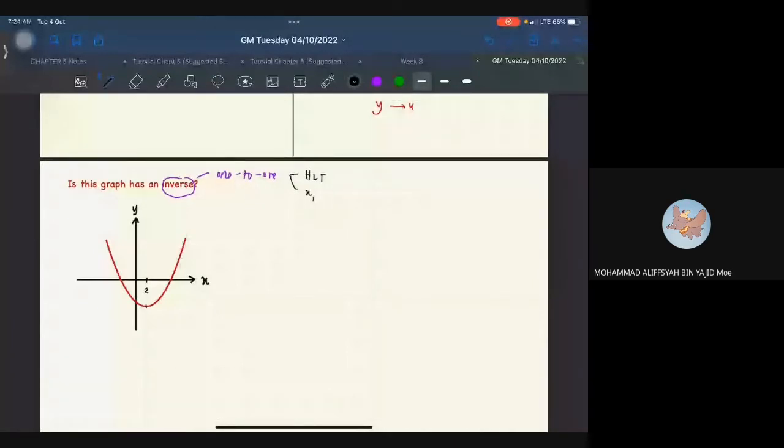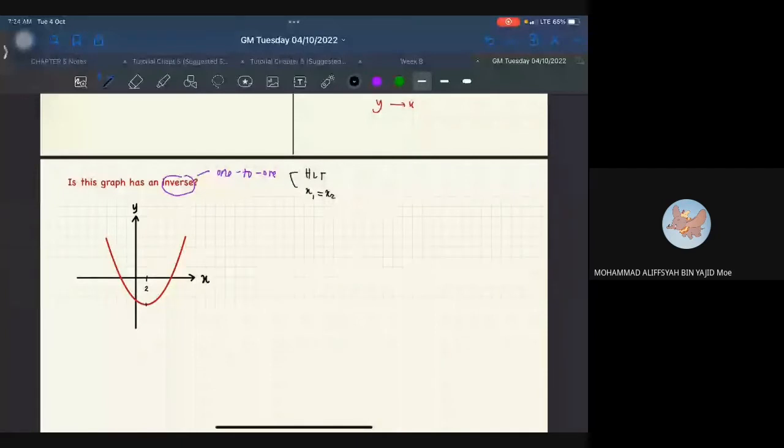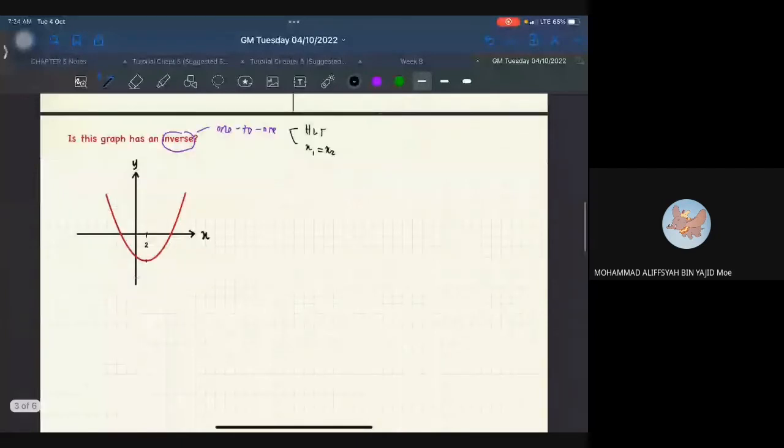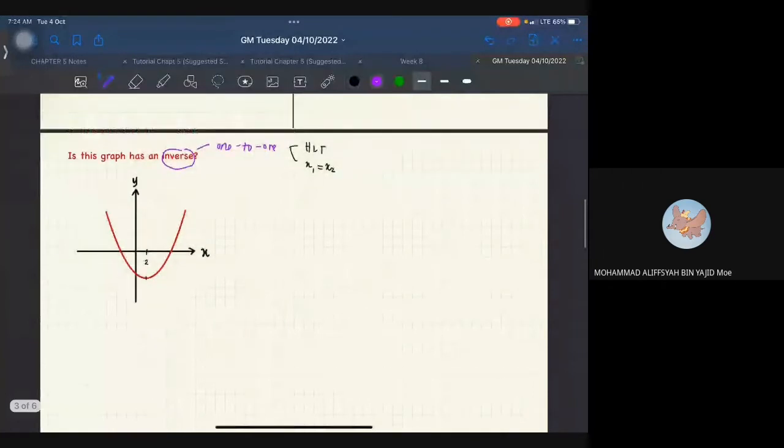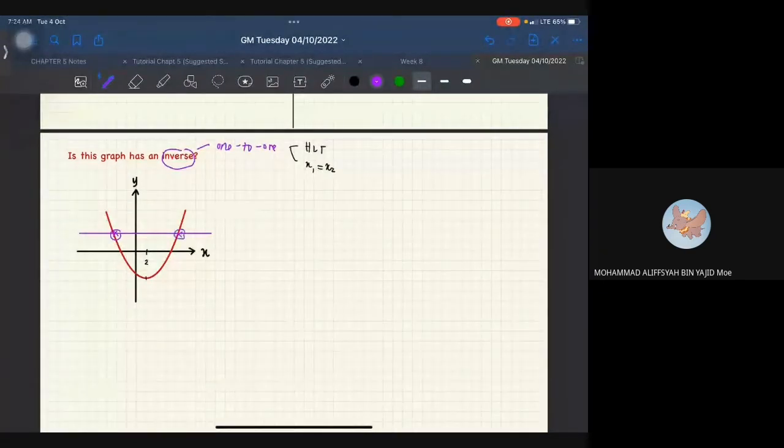Okay, so bila tengok dekat graph ni, obviously HLT doesn't satisfy. Maksudnya kalau awak try buat horizontal line test, okay, so dia akan langgar pada dua tempat. So ni tempat pertama, this one adalah tempat kedua. Okay, so dia tak boleh cut at 2 points. Okay, so for a function to be a one-to-one function, it must cut at only one point pada horizontal line test. Okay, so graph ni dia bukan graph inverse.